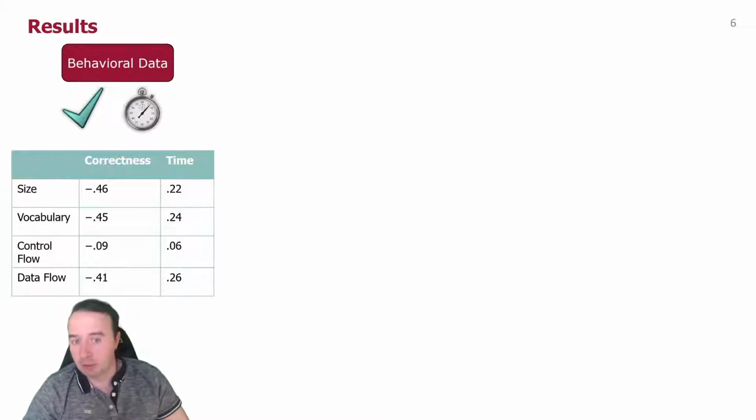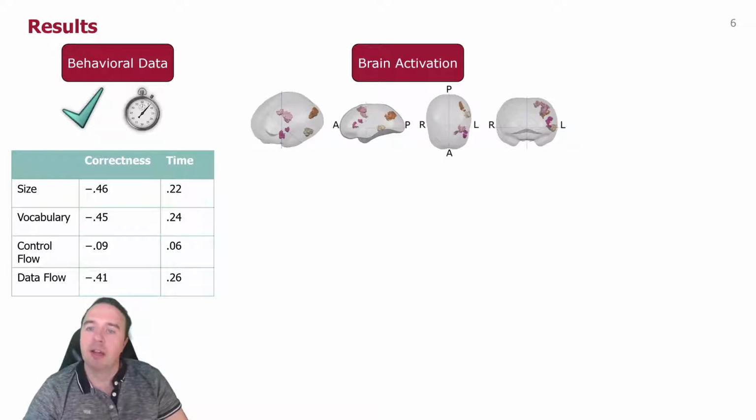For research question 2, the brain activation, we identified a network of brain areas that is activated during program comprehension. Now, the network is in line with previous research. Again, more details about each area are in the paper. But for now, let's look at the correlations.